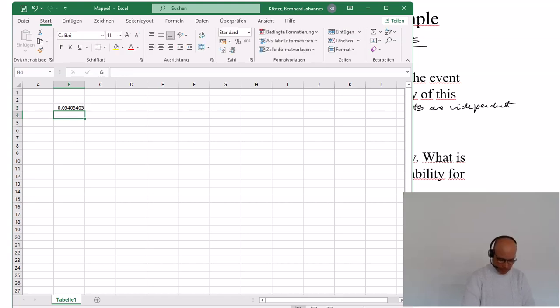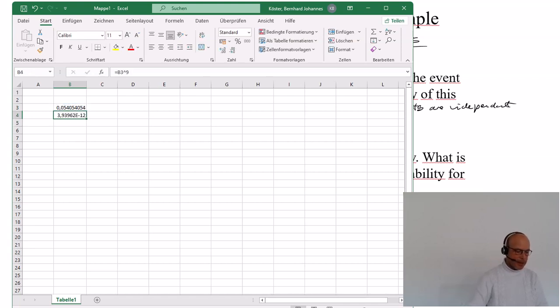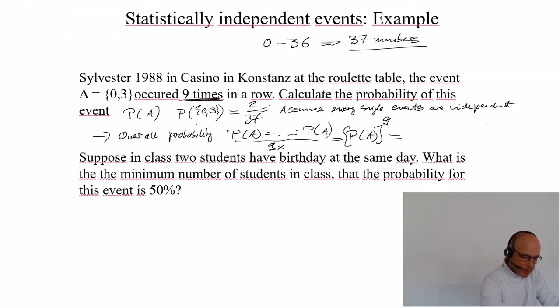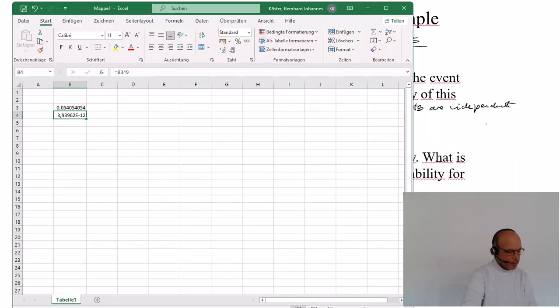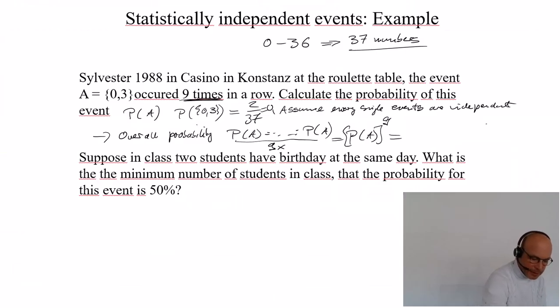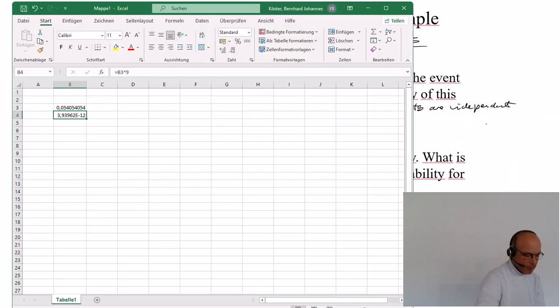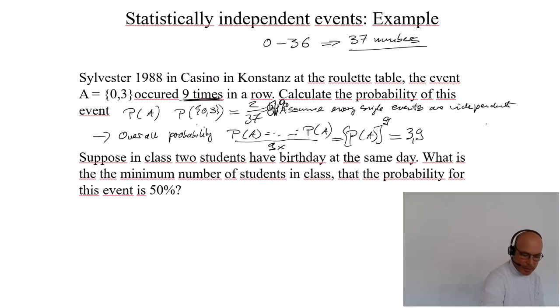This I also always recommend, that you just open an Excel file, and there you see this probability is really, really small. So this is roughly, what do we have? 0.54, so 54%. And overall here we obtain 3.9 times 10 to the minus 12. Very small, of course.